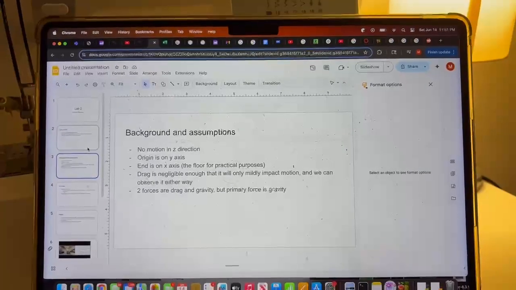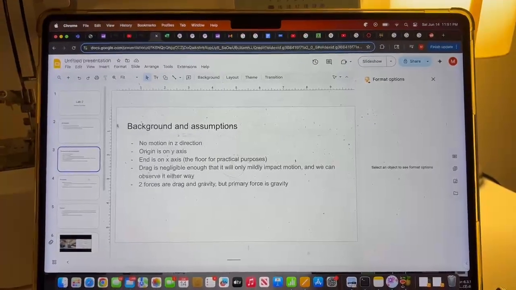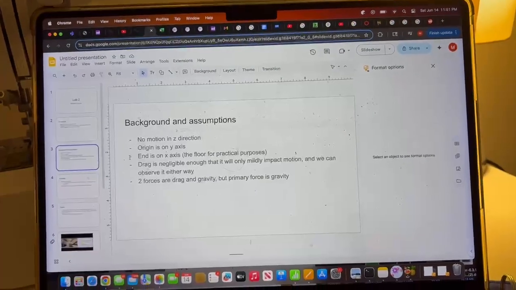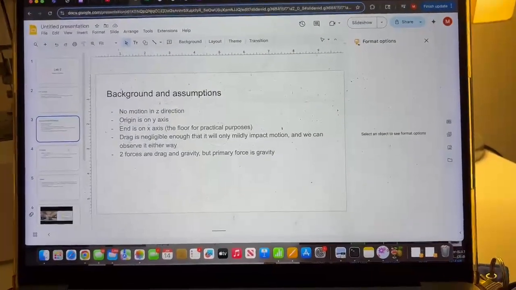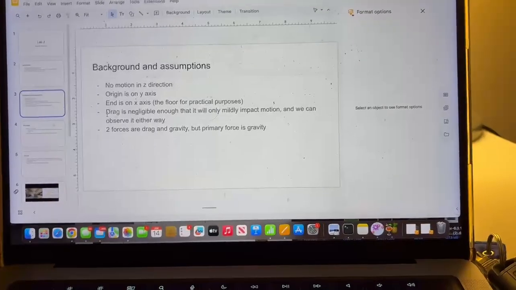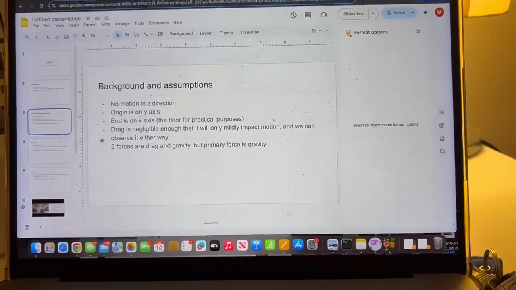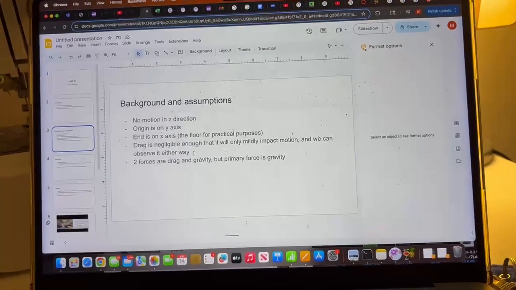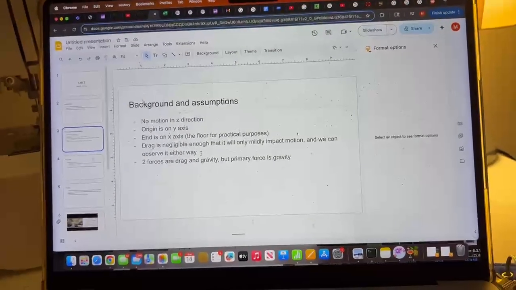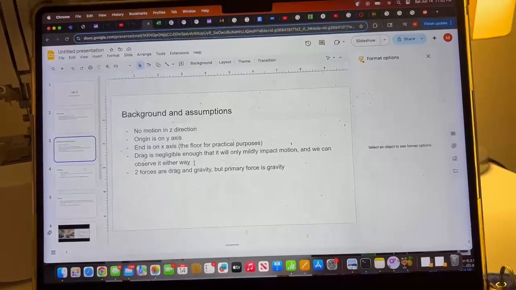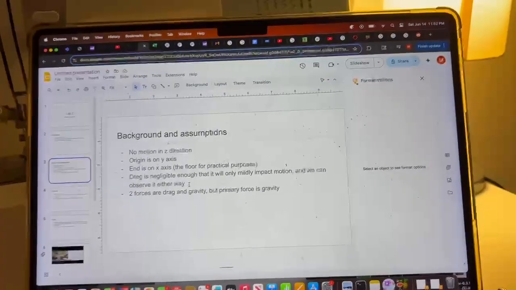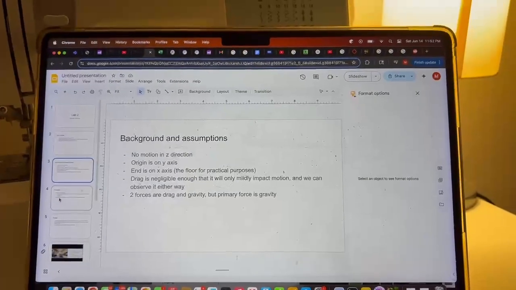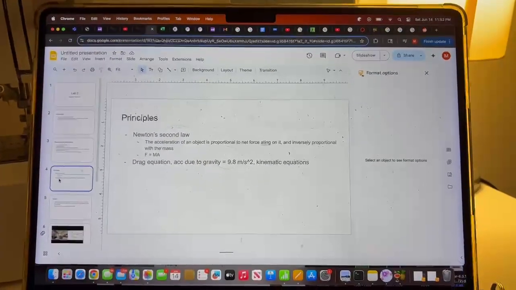So obviously there's no motion in the z direction. The origin is somewhere on the y-axis and the end is on the x-axis in theory, which is supposed to be on the floor, but mine didn't end up being like that. And then drag is negligible enough that it'll only mildly impact motion and we can observe it either way. I don't have my graph up for the version with drag because of issues I was having. And then the two forces are drag and gravity, but gravity is the primary one.